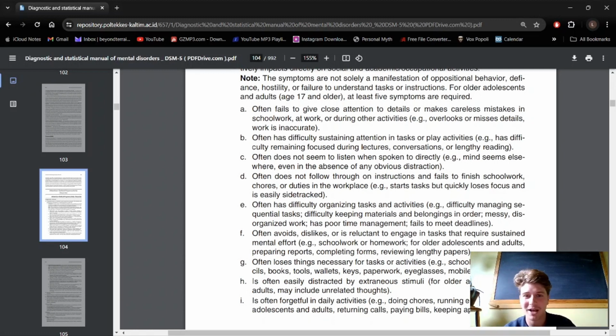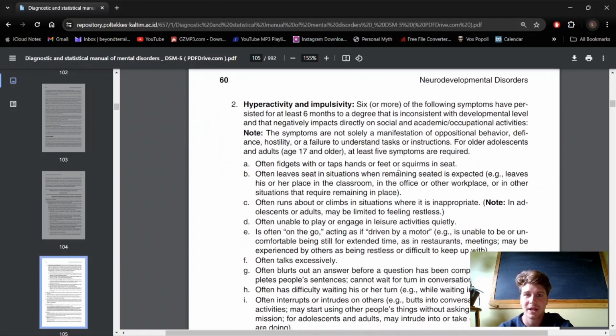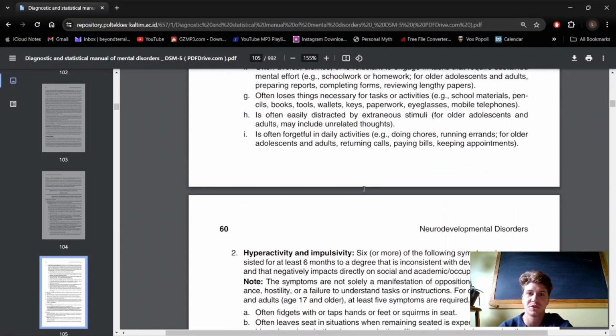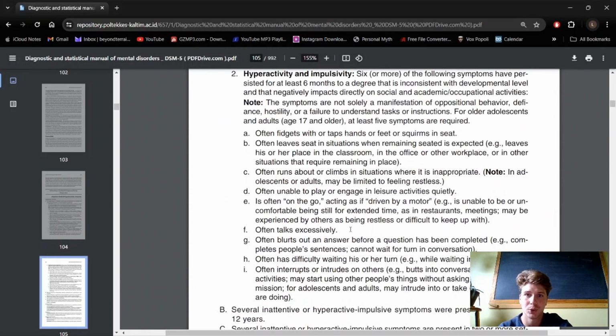I'd love you if you pause the video and you think about some of the themes that you're seeing here. So let's go down to the hyperactivity and impulsivity part. 6 or more of the following symptoms have persisted for at least 6 months. Similar. Same things for older individuals, 5 or less. So same thing. And all you have to do is meet the criteria for either 1 and or 2, right?